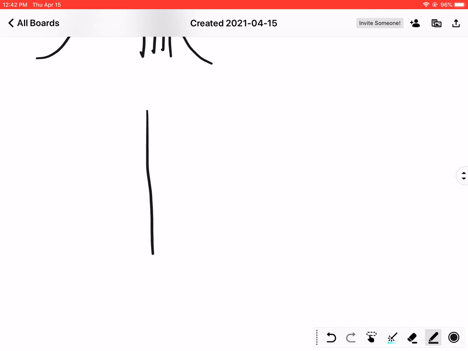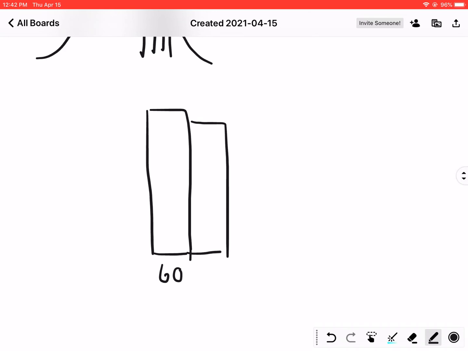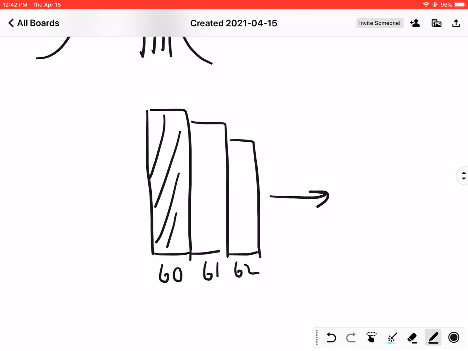So the bar that represents 60, I'm going to put 60 right there. And the bar that represents 61 starts right beside it. I'll put it right there. And then 62, and so on. And these go on up until 100. So 60 or more starts with this bar.